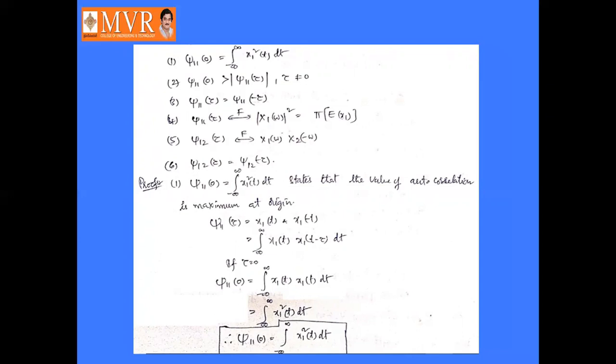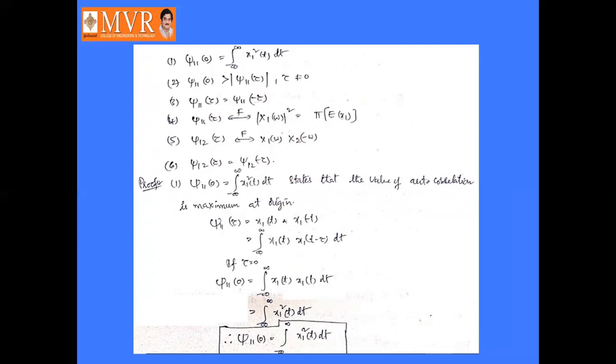And the fourth property is phi11 of tau. The Fourier transform of phi11 of tau is nothing but mod X1 of omega square, that is the energy spectral density of the signal x1 of t. So fifth property, phi12 of tau: the Fourier transform of phi12 of tau is nothing but X1 of omega into X2 of minus omega. And the sixth property is phi12 of tau is equal to phi21 of minus tau. It is not phi12 of minus tau, it is phi21 of minus tau.